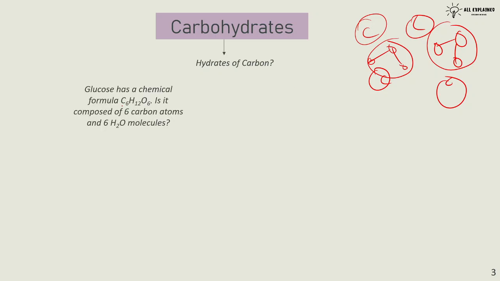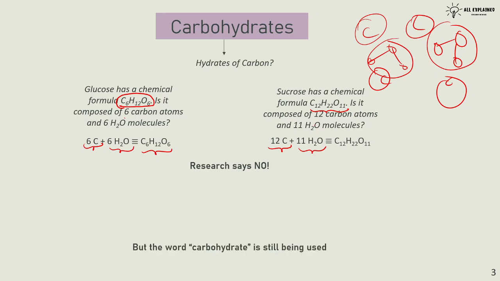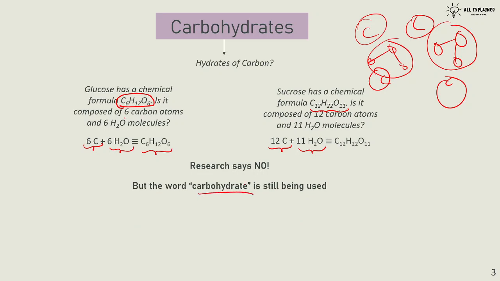because glucose has a chemical formula C6H12O6, and one can see that it can be written as C, 6 carbon atoms and 6 water molecules. A bunch of 6 carbon atoms and a bunch of 6 water molecules will make up this formula. Wow, interesting. Another one, sucrose, this is C12H22O11. So it can be thought of as 12 carbon atoms and 11 H2O molecules. But it turned out after research that it is not like that. Carbohydrates are not hydrates of carbon, but the name continues. The word carbohydrate is still being used.